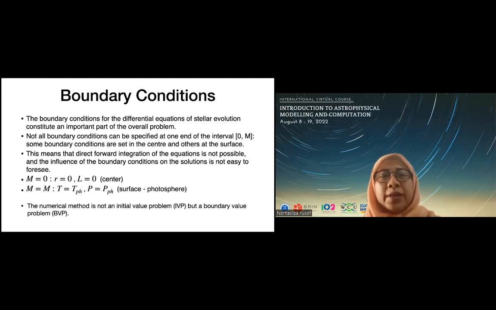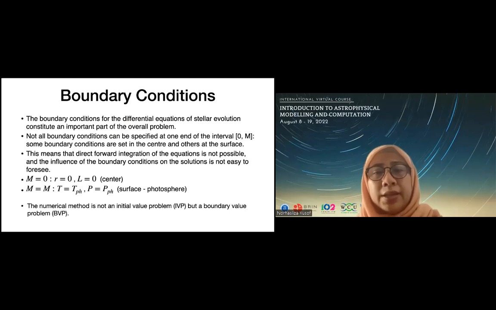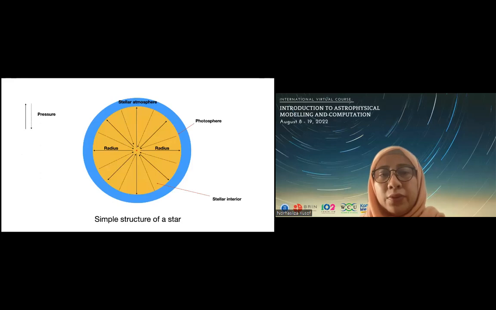Okay, so when we speak about the boundary condition, the boundary condition for the differential equation is the important part when you want to solve the stellar structure and evolution. Not all boundary conditions can be specified at the end of the interval, for example, at mass 0. Some of the boundary conditions we set at the center, another one at the surface. So it means that we have two boundary conditions.